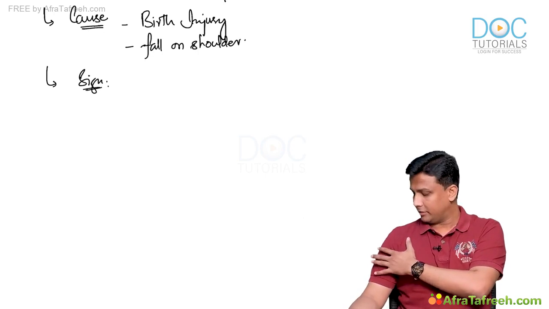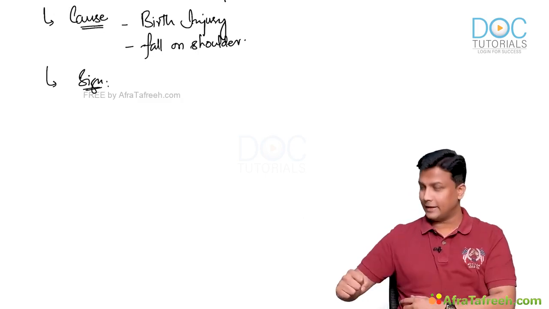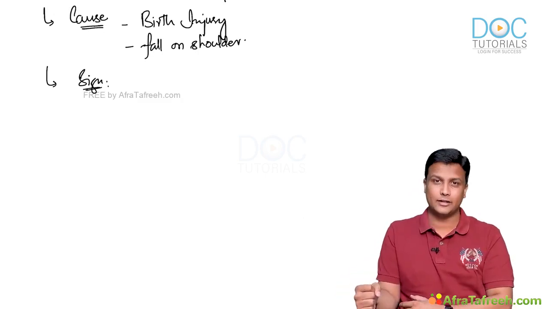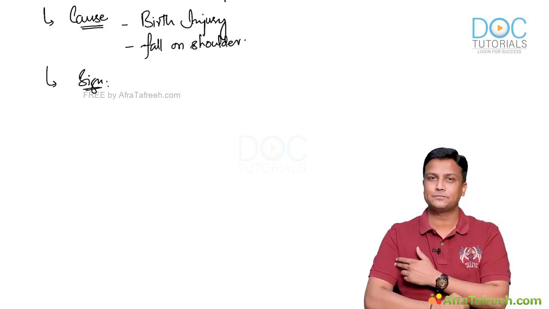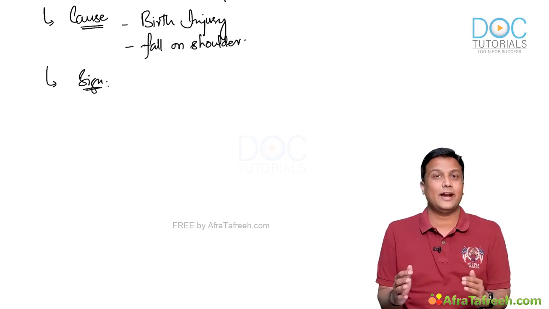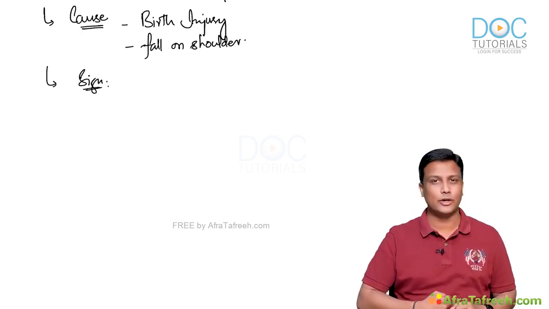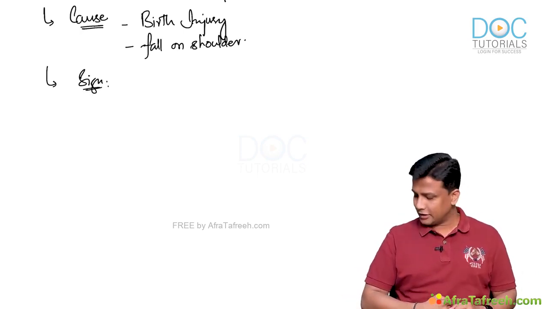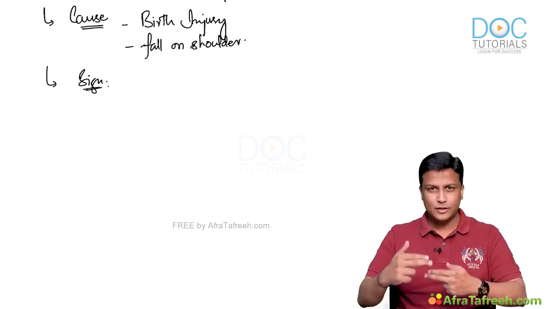Remember, your shoulder or your arm here will be adducted. It will be adducted and medially rotated. Moving away is nothing but abduction. Moving towards is nothing but adduction. So it is adducted and medially rotated. Then the next thing will be at the elbow. You just try to learn step by step.